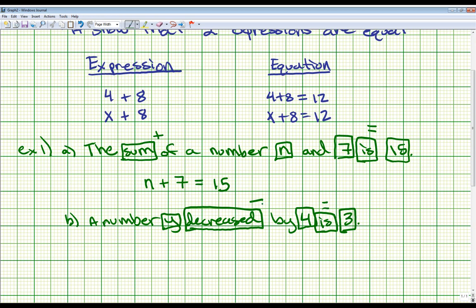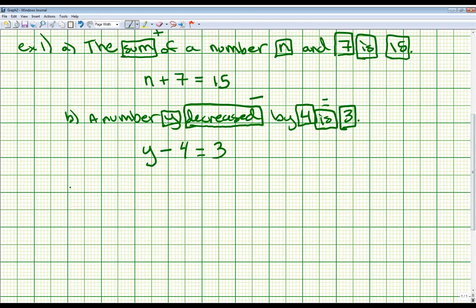So now we have the important stuff. Let's just go ahead and write it out as a sentence. It says a number y decreased by 4 is 3. So if I have a y and it's decreased or subtracted with 4, it's going to equal 3. So a number y decreased by 4 is 3. Moving on to example C.